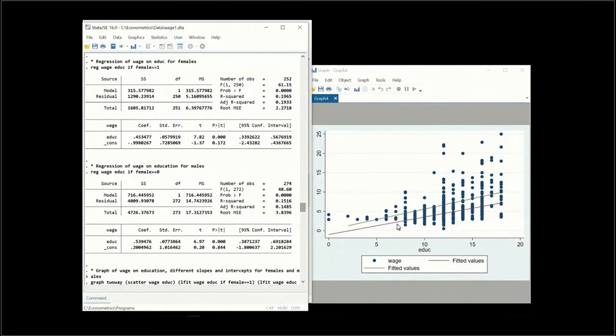And they would also have different intercepts. For females, it would be minus 0.99. For males, it would be 0.20. So this is where that would hit the 0 as well. So again, different slopes and different intercepts in here. If we remember these values, this is one way in which we can have different intercepts and different slopes for females and males.